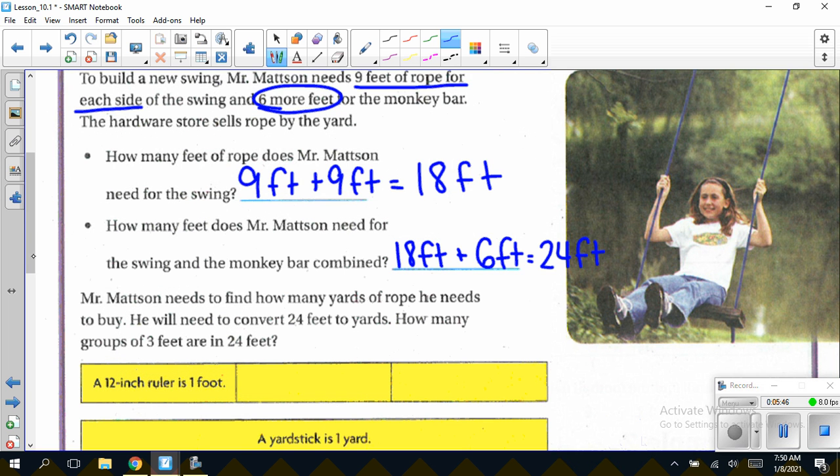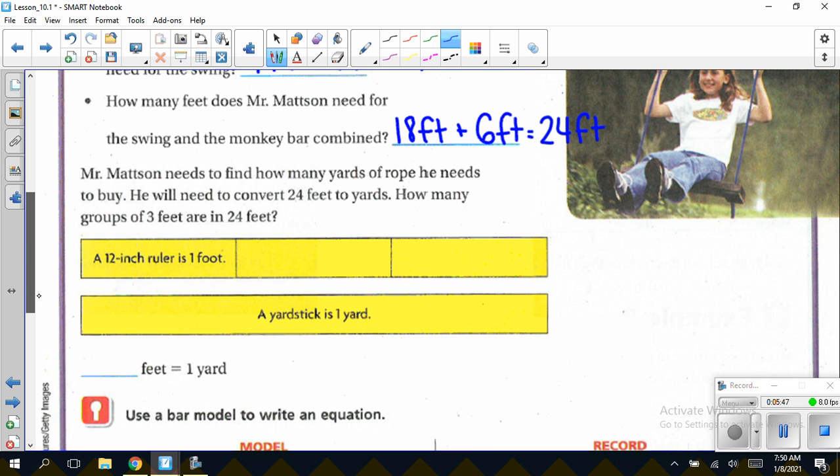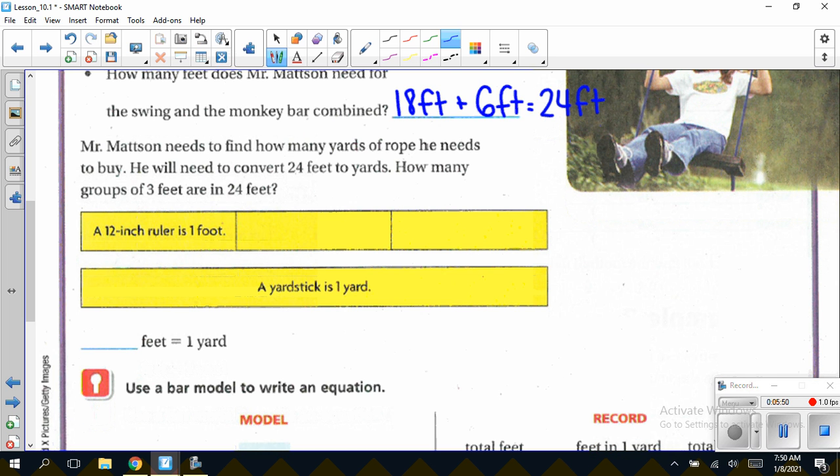Now, remember, Mr. Metzen needs to find out how many yards of rope he needs to buy because it is sold in yards. So he will have to convert 24 feet to yards. So we need to figure out how many groups of 3 feet are in 24 feet. If you would look at a yardstick, or take a ruler, you would see that there are 12 inches per foot.